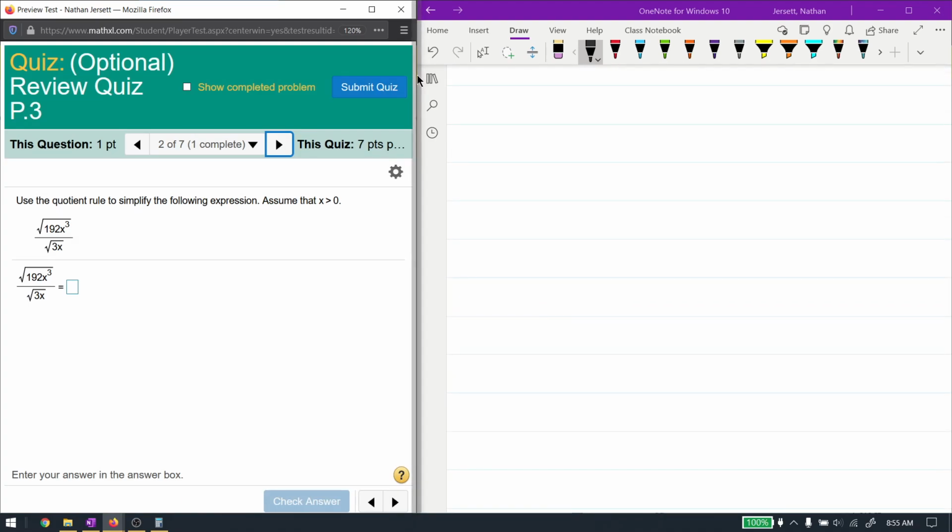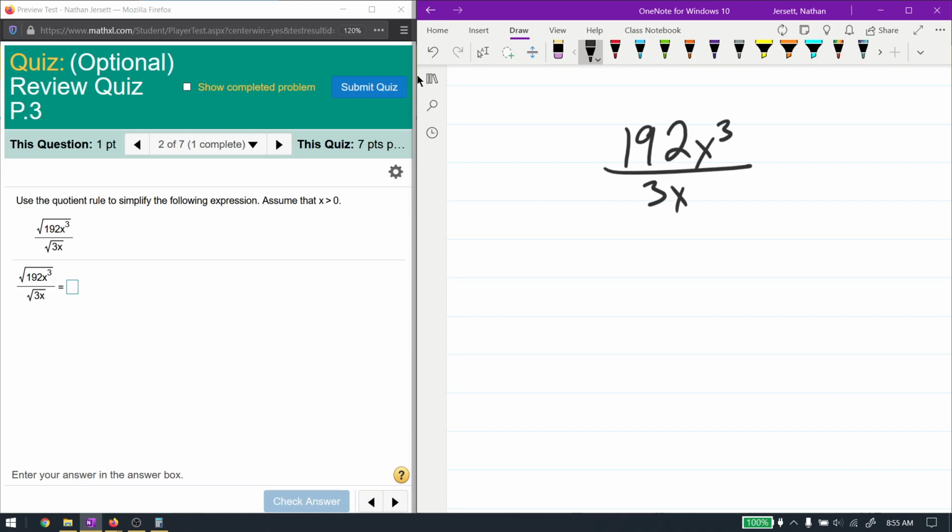This is very similar to the previous problem where we had multiplying radicals. Here we have dividing radicals, and we can do the same process. We can combine the radicals into one thing. That's because if you have like powers on the radicals, like we do here, they're both square roots, we can combine it into a single radical.